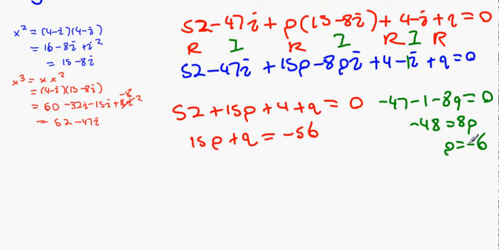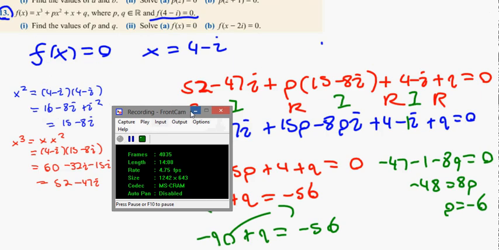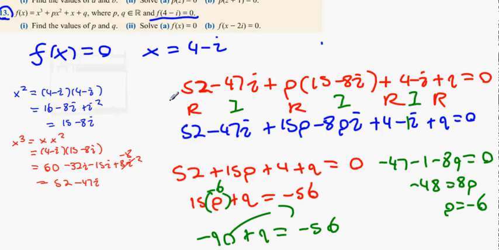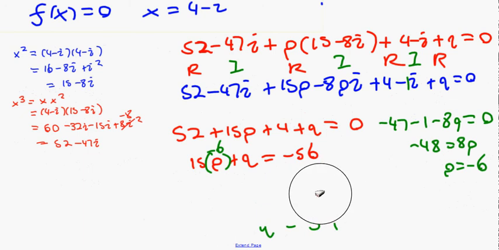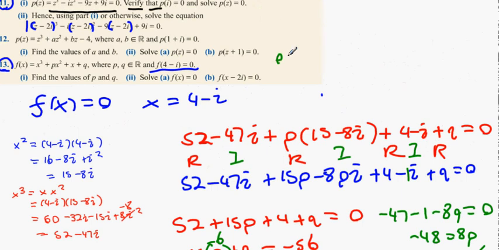Now we know what p is, minus 6, so that's going to turn that into minus 90. Minus 90 plus q is minus 56. q therefore, when I bring that 90 over the other side, should become 34. So we're looking at minus 6 and 34 for p and q. So f of x equals 0. What we get here is basically p is minus 6 and q is 34. So p equals minus 6, q equals 34.